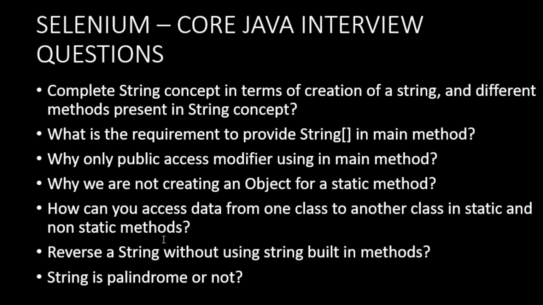Okay, so moving to the next question: why are we not creating an object for a static method? This is also one important question. Here, in the JVM, the answer is that in the Java virtual machine we already have some memory.